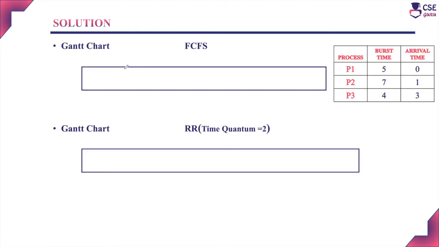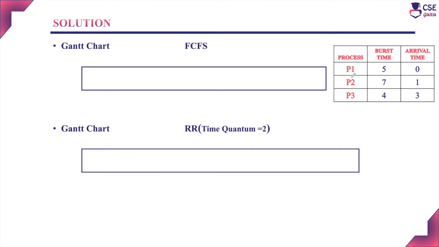Solution. First, we will solve the problem based on FCFS scheduling algorithm. FCFS is nothing but first come first served algorithm. So in this algorithm, the process which enters the ready queue first will be assigned to the CPU for execution first. And this is a non-preemptive scheduling algorithm. That is, once the process is assigned to the CPU for execution, the process will complete its total execution and then only it will leave the CPU.